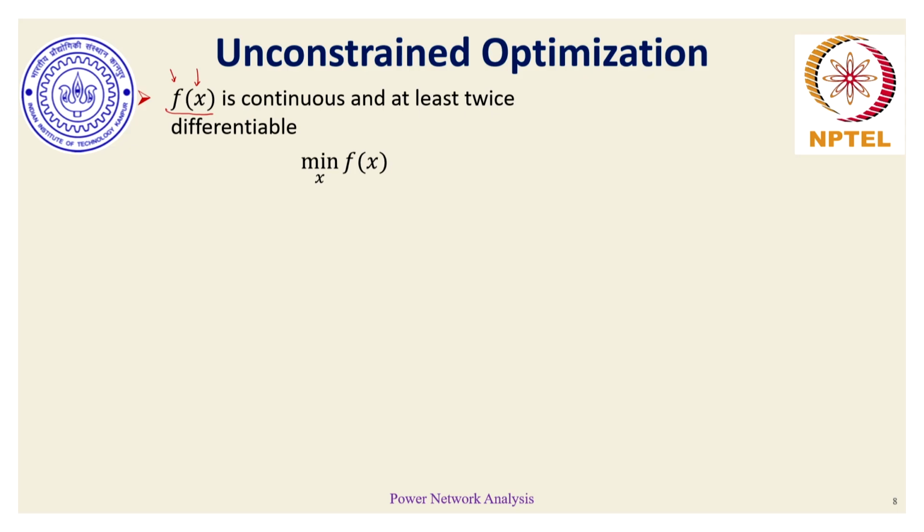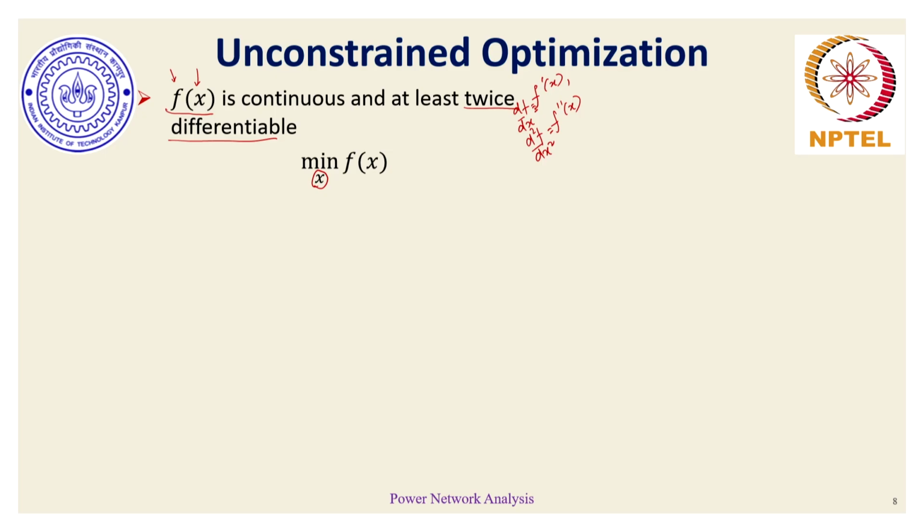F is continuous and we assume it to be at least twice differentiable. That means if f of x exists, then f prime x, which is also df by dx, will also exist, and its double derivative also exists. That means d square f by dx square, they are continuous functions, their values are well defined for all values of x. And we want to find the value of x where f takes its minimum possible value.